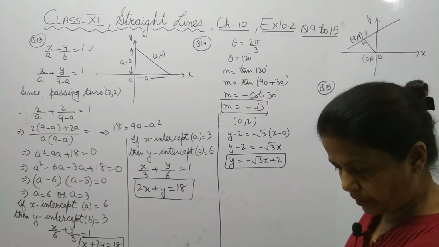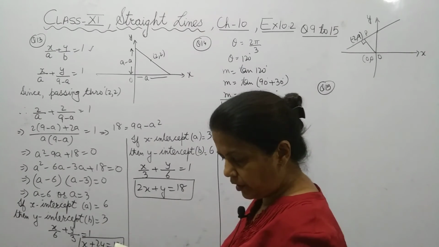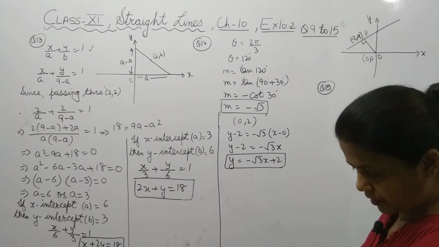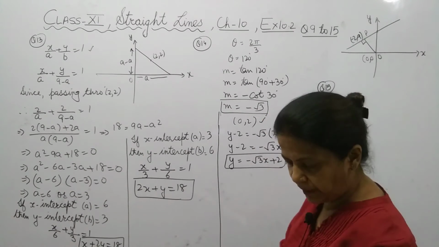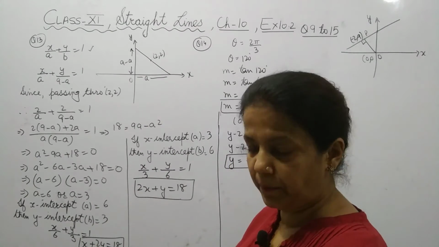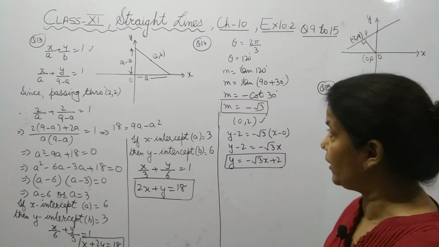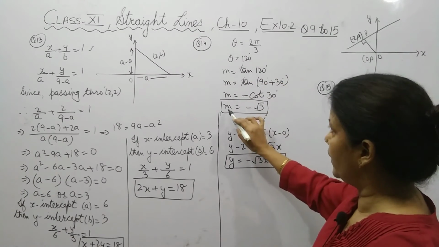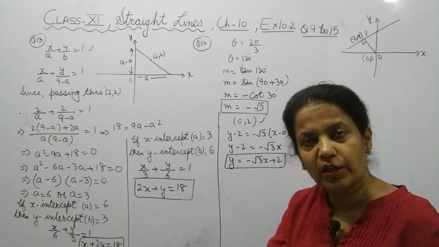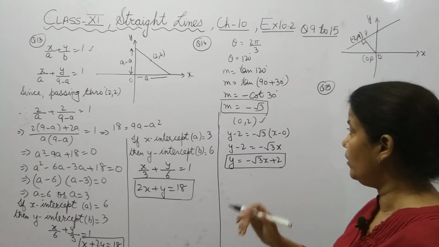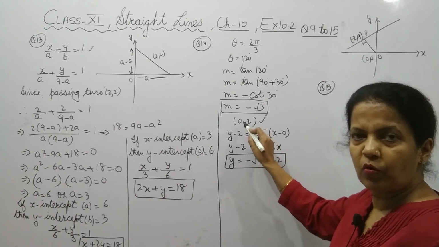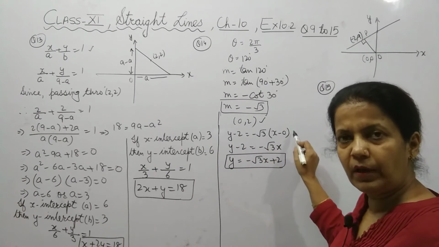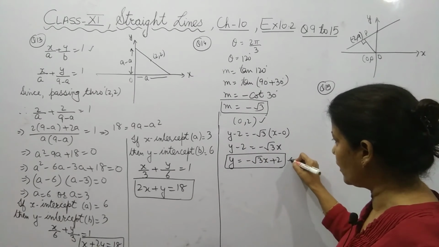Question number 14. Question 14 is find the equation of the line passing through (0, 2) and makes an angle 2 pi by 3 with the positive x-axis. So theta is 2 pi by 3, 120 degrees. Solve it, you will get the m value as minus root 3, and it is passing through (0, 2). So y minus y1 equal m times x minus x1. So you will get this equation.